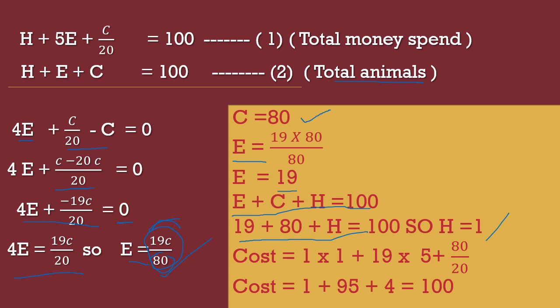Now let's check the cost part. We take one horse, and the cost of each horse is 1, so 1 times 1. We are taking 19 elephants and the cost of each elephant is 5, so 19 times 5. We are taking 80 camels and the cost of each camel is 1 by 20, as we discussed, so 80 by 20. If we combine, we get 1 plus 95 plus 4 equals 100. That is our answer. So the result is that we have to take 80 camels, 19 elephants and 1 horse in order to satisfy the conditions.